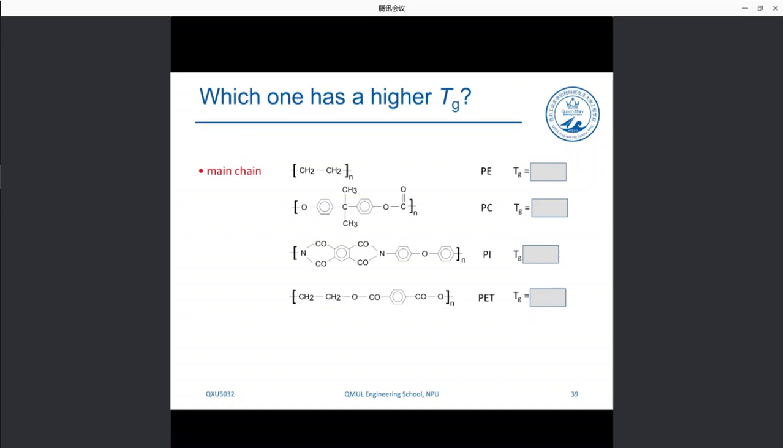Based on what we just said, if the chain is flexible, then we have lower TG because the chain is already flexible, it can move relatively well. We provide a bit of energy and then the chain starts moving, okay?